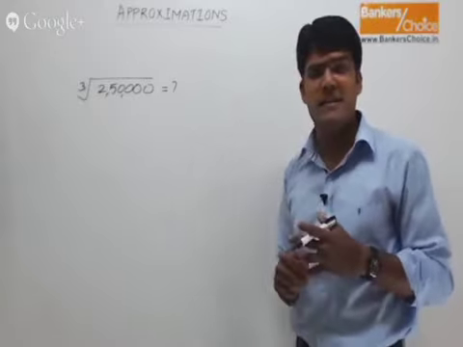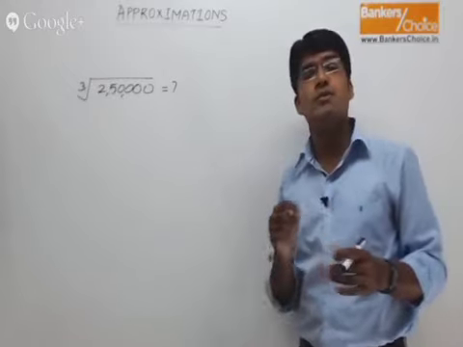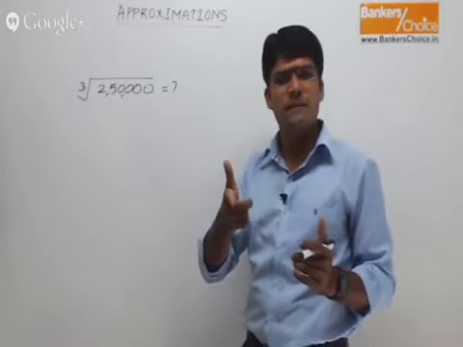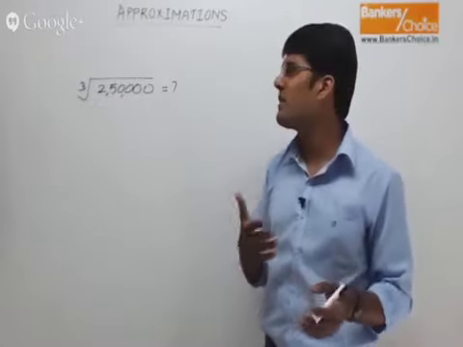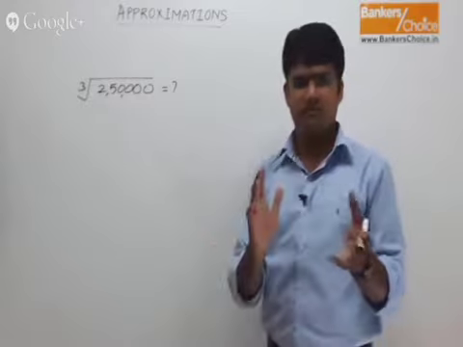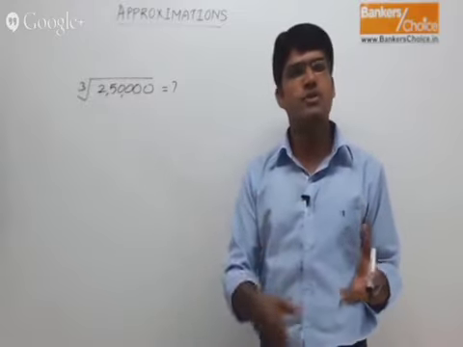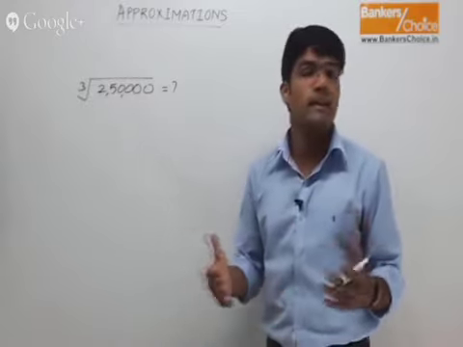2,16,000 is 60 cube, because 6 cube is 216, followed by 3 zeros. 70 cube will be 3,43,000. So the answer is between 60 and 70. That's the range. Look at the options. If there's only one option in that range, you have your answer without writing anything on paper.